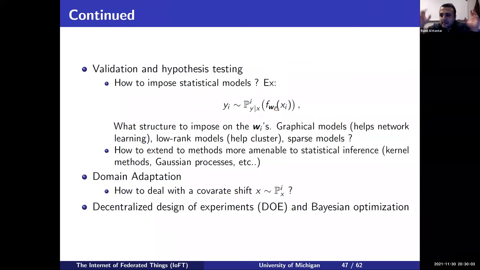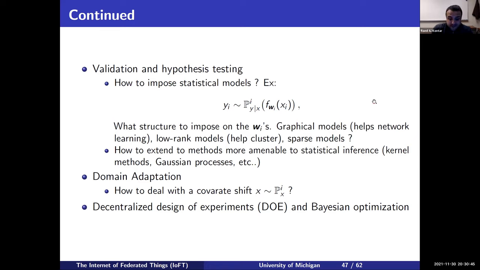Then if I impose some statistical structure, how can I impose the structure for the w_i's? A graphical model will help me learn a network. A low rank assumption over W will help me cluster, and I can make some sparsity assumptions. So how to do that? How can I extend such models beyond deep learning to models that are more amenable to statistical inference and perhaps model validation and testing, such as kernel methods and Gaussian processes? Another interesting question is domain adaptation. How to deal with the shift in the covariates or the input space? And another very interesting topic, which I believe is decentralized design of experiments and Bayesian optimization.